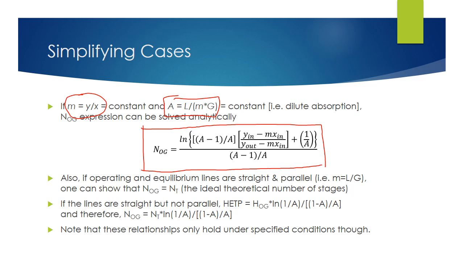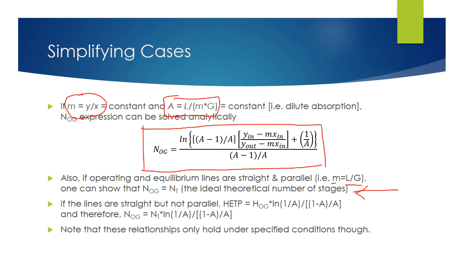So if the operating line and the equilibrium line are both straight over the range of mole fractions we're interested in, and if they're parallel to each other, which would mean that m, the slope of the equilibrium curve, is equal to L over G, the slope of the operating line, it's possible to show that the number of transfer units and the number of theoretical equilibrium stages are the same. I'm not going to show that, but you can. So as long as m is equal to L over G, what you get from the rate-based analysis and the equilibrium-based analysis are exactly the same numerically.